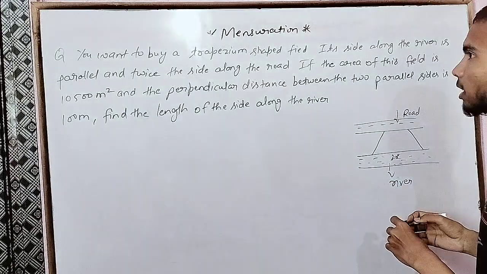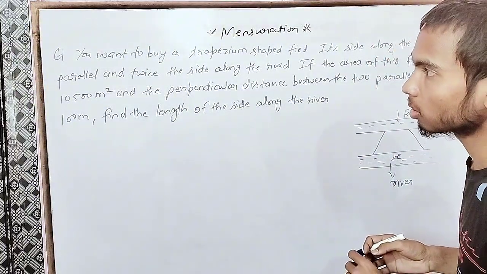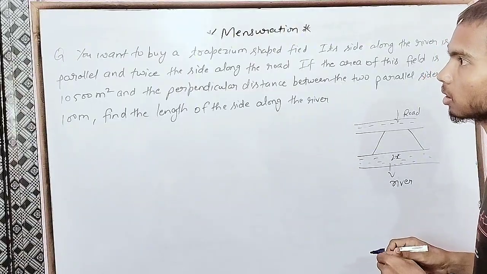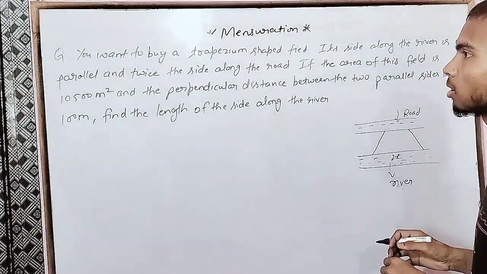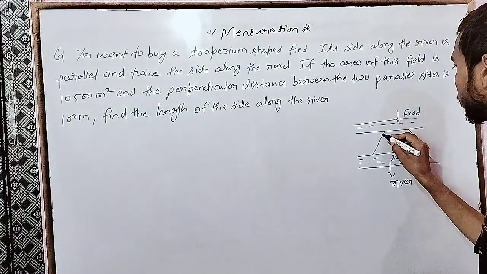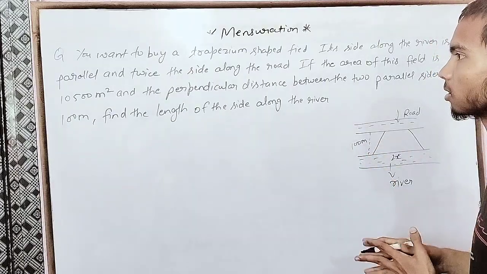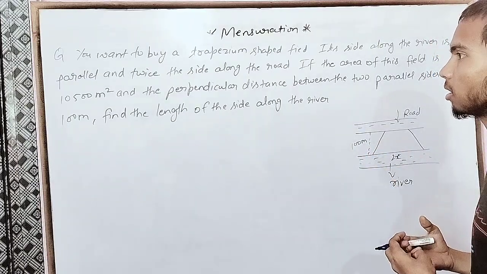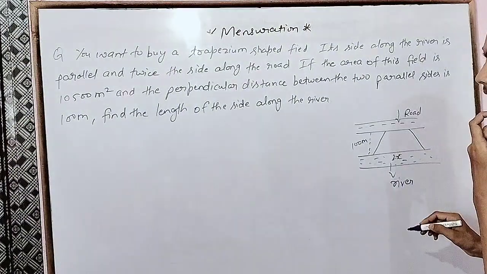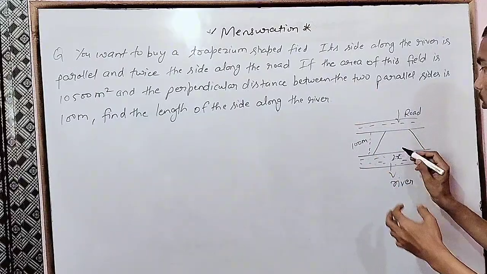If the area of this field is 10,500 square meters, and the perpendicular distance between the two parallel sides, from here to here, is 100 meters, find the length of the side along the river. So it is saying this side along the road is one time.